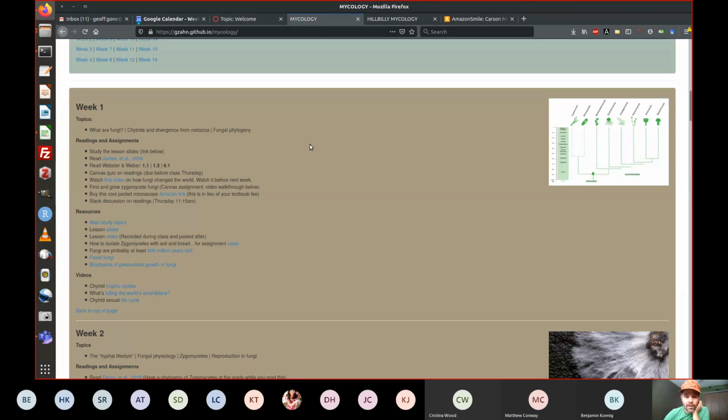Yeah, go ahead and bookmark this website. Use it like a roadmap for the semester. Each week, it'll have all your readings in one spot, all your assignments listed, that kind of stuff.